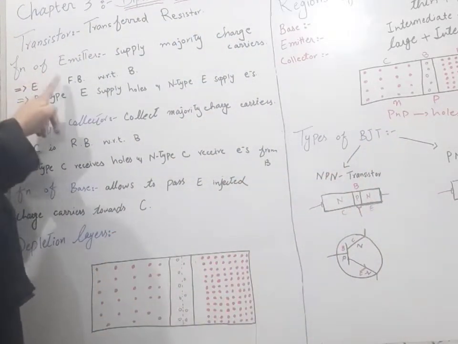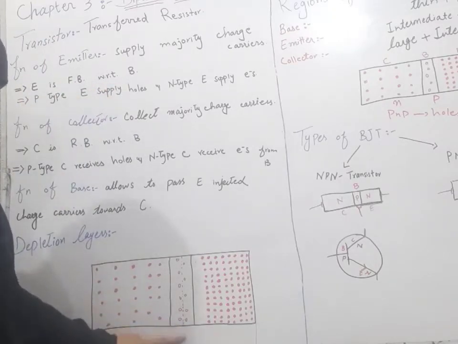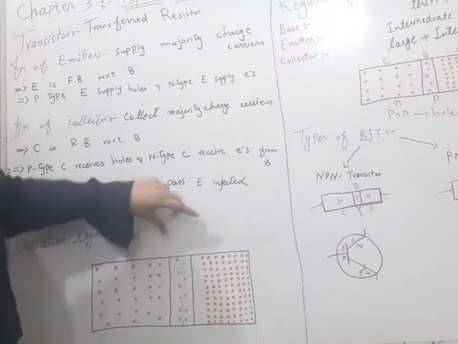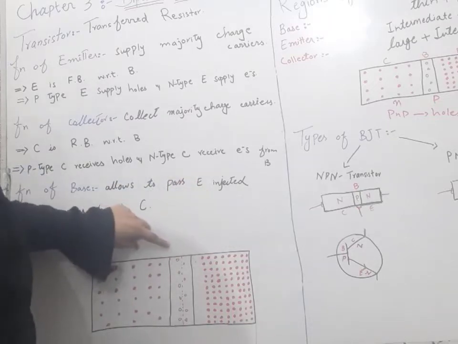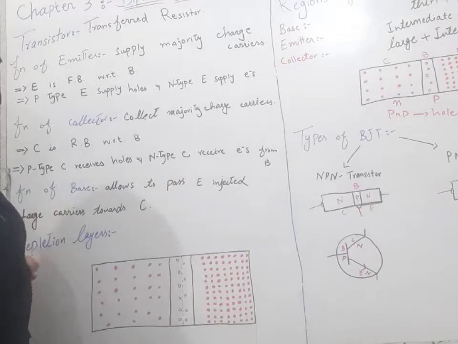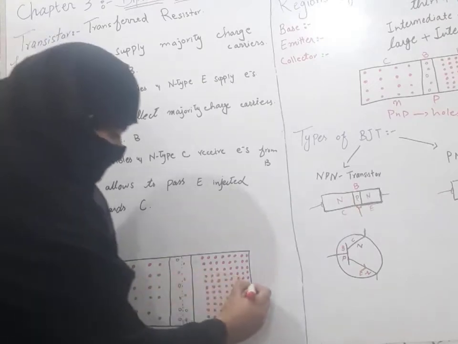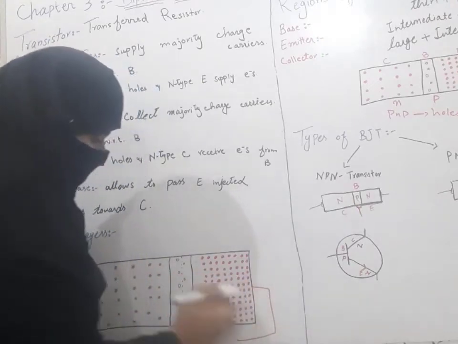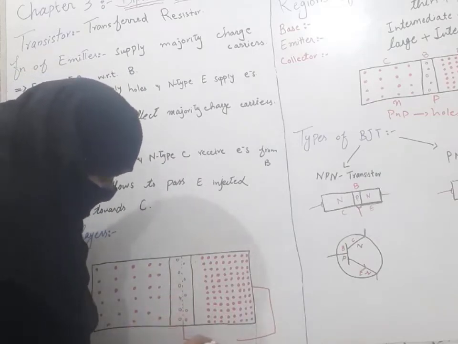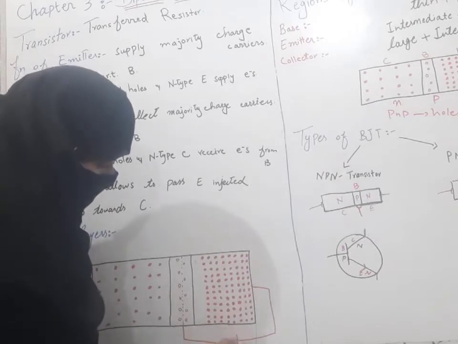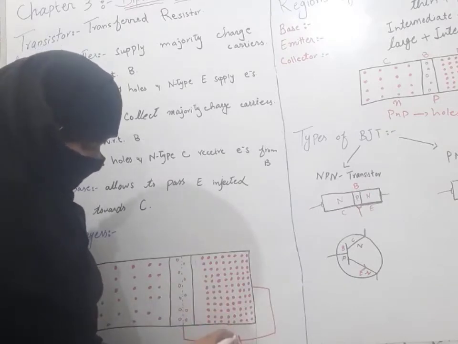Now, the emitter is always forward biased with respect to base. This is our emitter, this is our base, and this is our collector. Here are the two diodes. This dotted line shows that this is diode 1 and this is diode 2. The emitter is forward biased with respect to base. To make the emitter forward biased, this is n-type material, so we have negative biasing here.